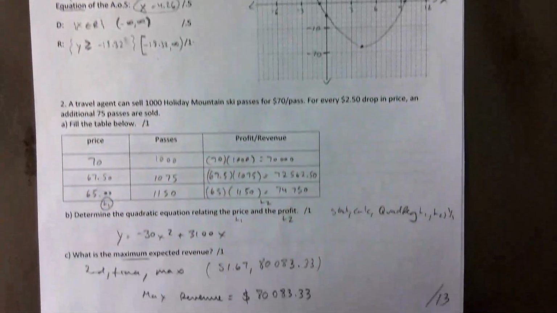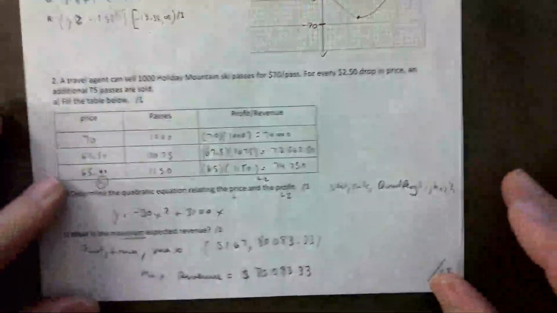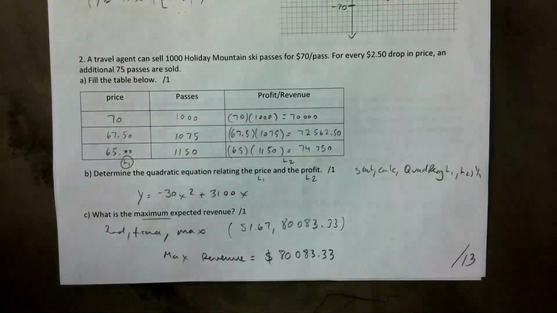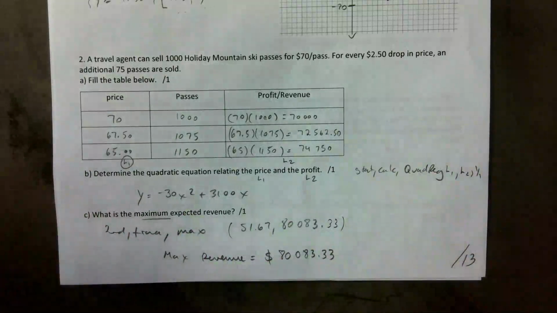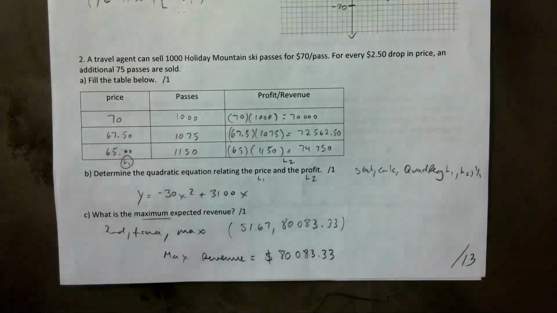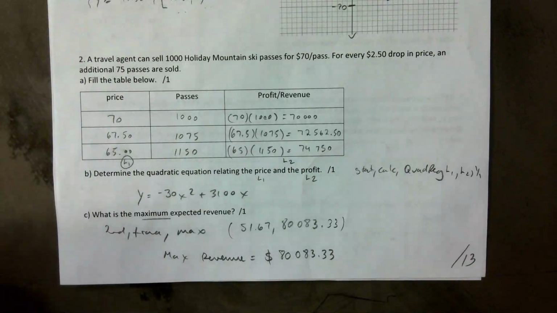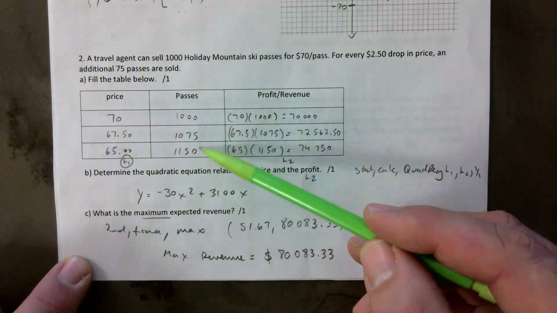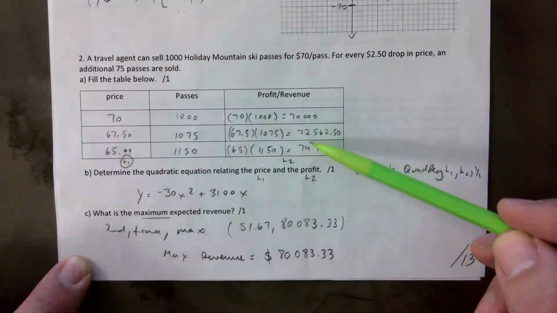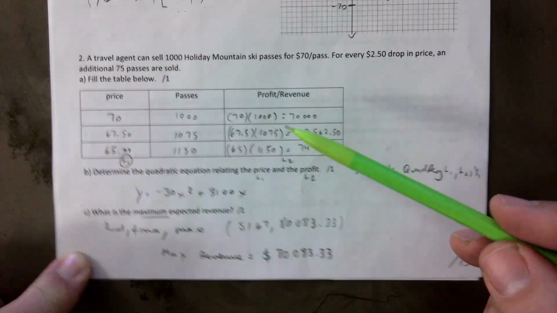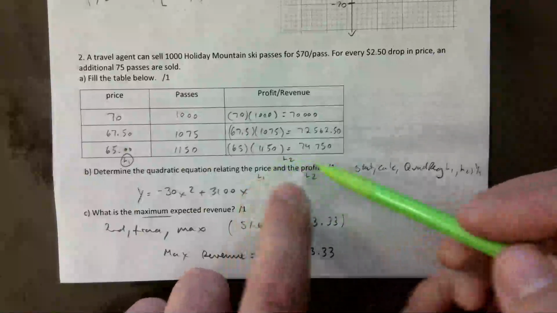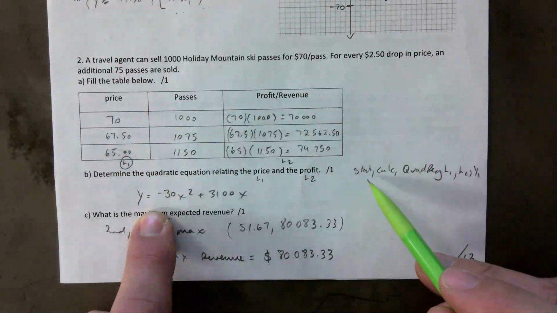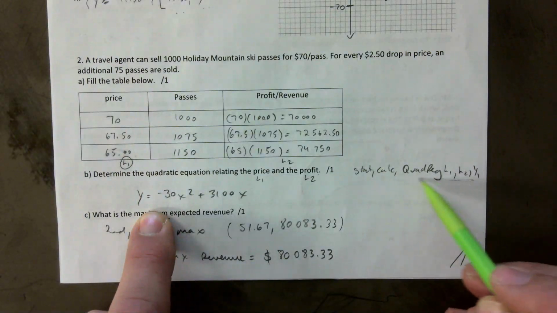Next. I didn't ask you to graph a whole lot on these, but be prepared. If I ask you to graph one of these regressions, make sure you know how to do it. It would be the exact same steps as before, but the price is going down. The passes are going up by 75. So there's your revenue or profit. I asked you for price versus profit. So L1 and L2. Make sure you give me some sort of keystrokes, right?